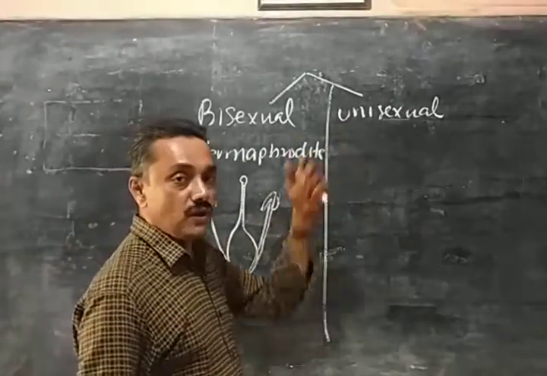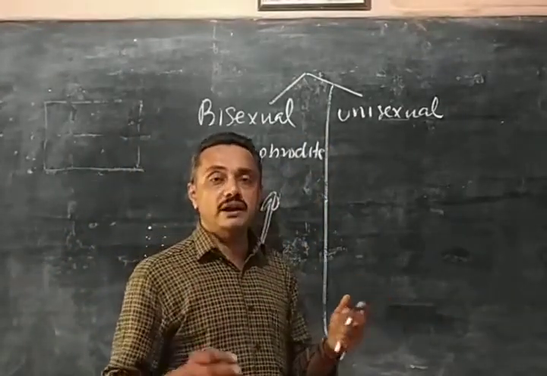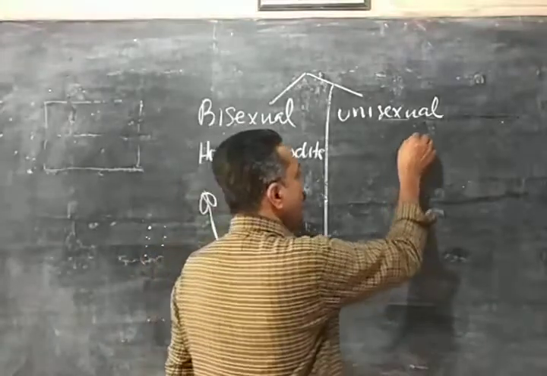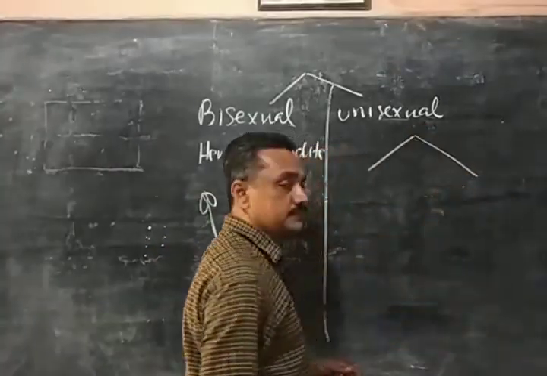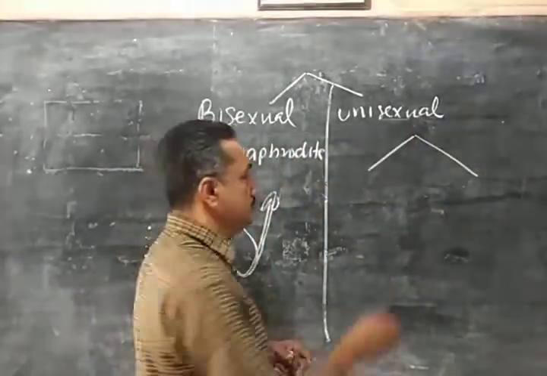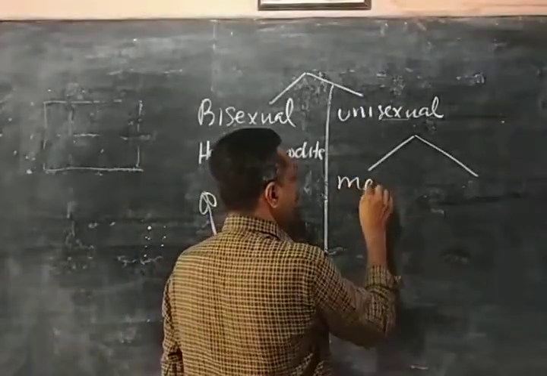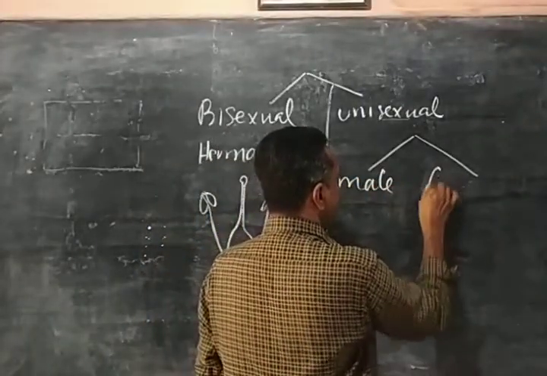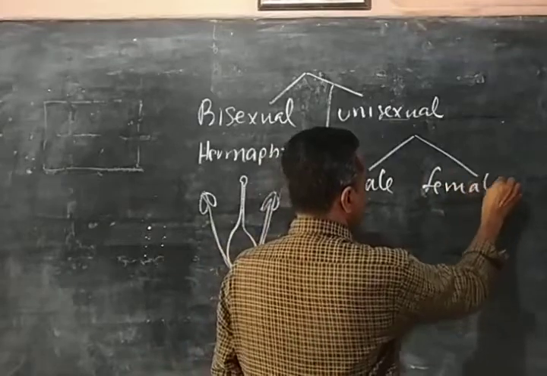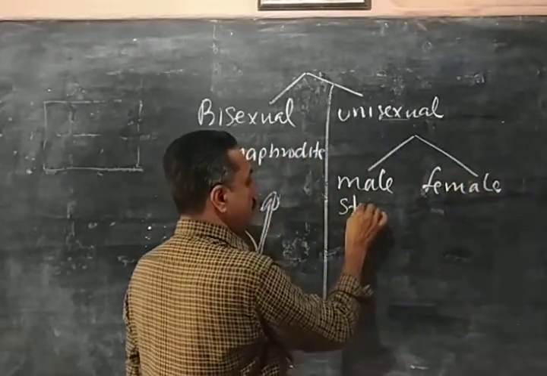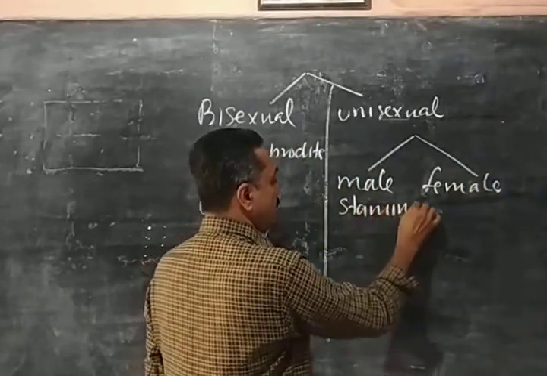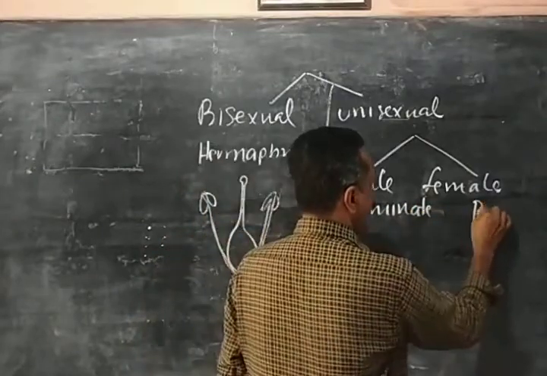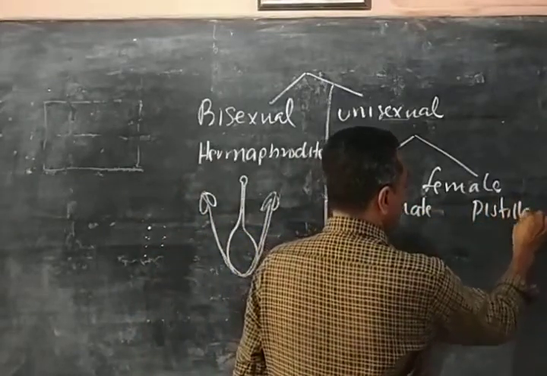Some of the flowers contain either androecium or gynoecium. Such flowers are called unisexual flowers. There are 2 types. Some of the flowers are called male flowers, and some are called female flowers. Male flowers are called staminate flowers and female flowers are called pistillate flowers.